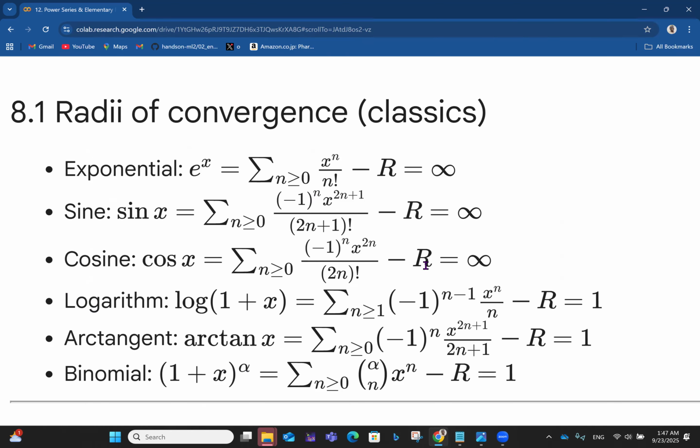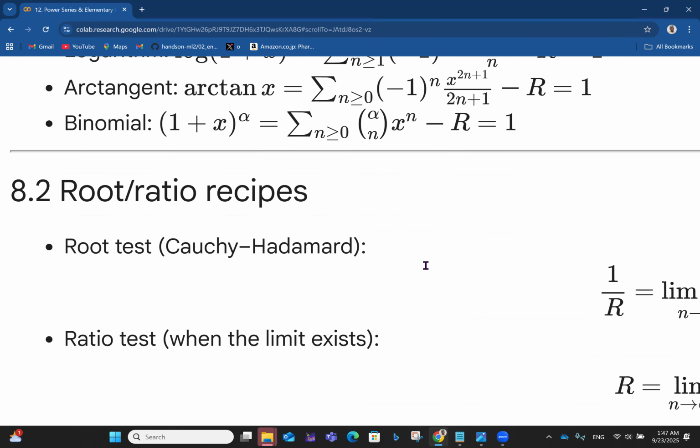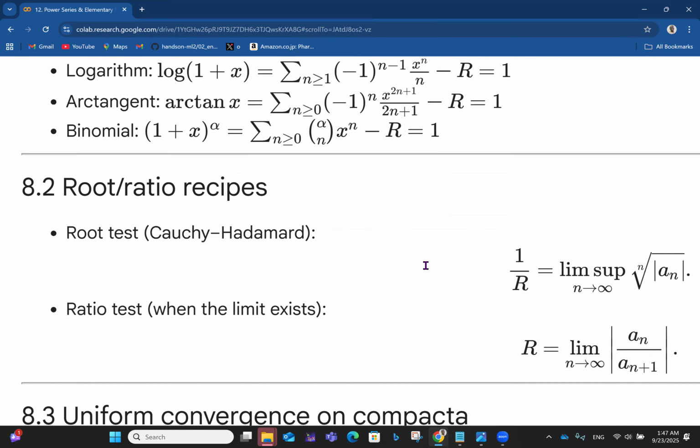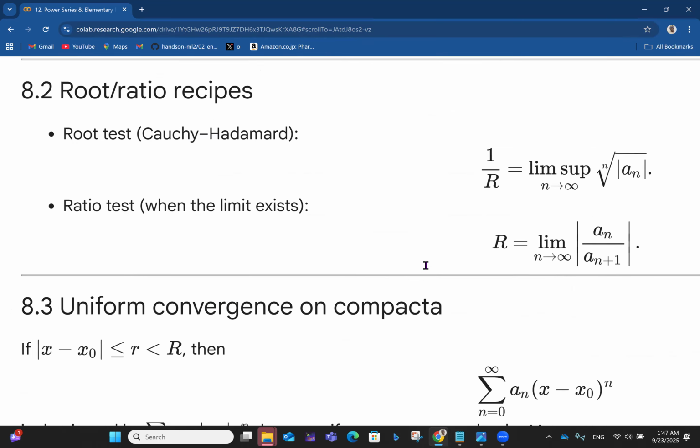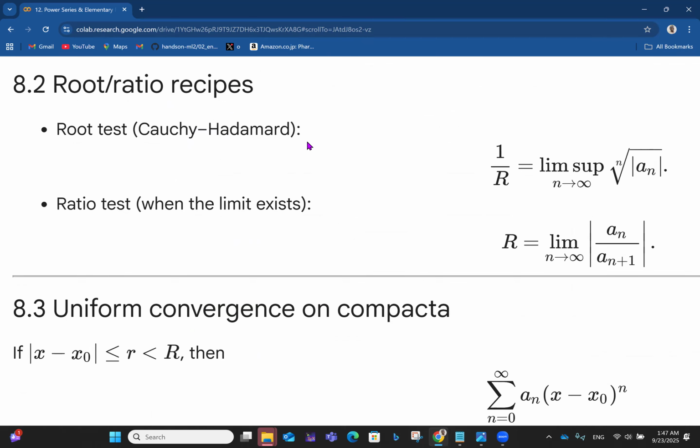Okay. So we have roots and ratio recipes now. I mean, we've seen this a lot. So for the root test, going by Cauchy-Hadamard, 1 over r is the limit superior as n approaches infinity of the nth root of absolute value of a_n, or c_n, or whatever the coefficient might be. All right. So for the ratio test, when the limit exists, you have r is the limit as n approaches infinity of the absolute value of a_n over a_(n plus 1).